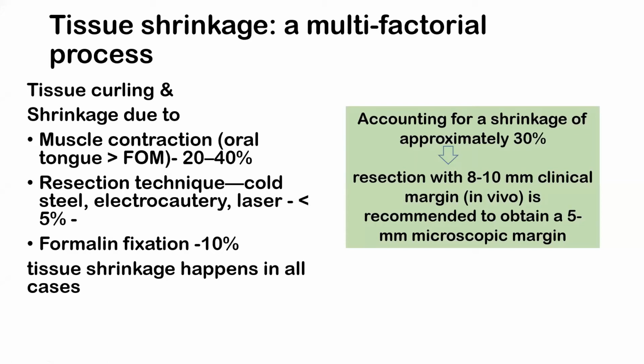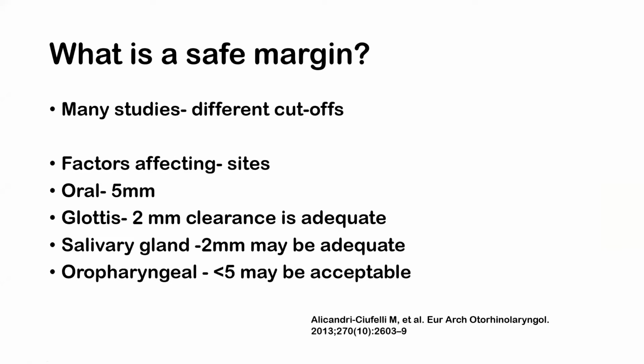Then resection technique also has a role. It depends upon what resection technique was used, that also contributes a minor proportion to the shrinkage and curling of the tissue. Then formalin fixation has a variable effect. It can be from 10 to 30%. So tissue shrinkage of approximately 30% can happen after removing the resection. So most of the studies have shown that to obtain an eventual 5 millimeter microscopic margin, we should aim for a resection with 8 to 10 millimeters clinical margin in vivo. This is to account for the shrinkage that would happen and eventually give you a final margin of 5 millimeters. So many different studies, many different cutoffs, and what we know is that for oral cancers, 5 millimeters is the cutoff that we have right now.